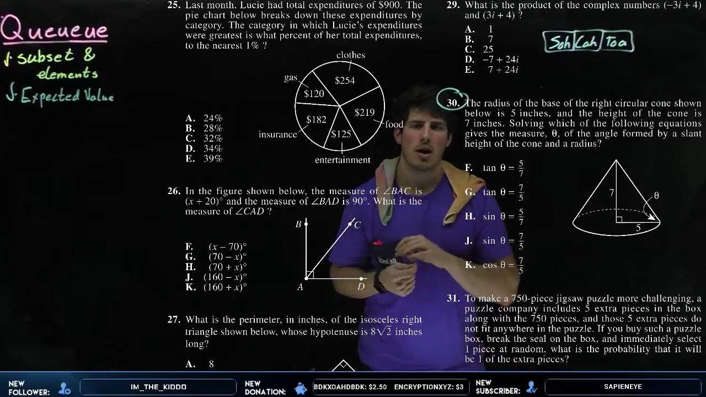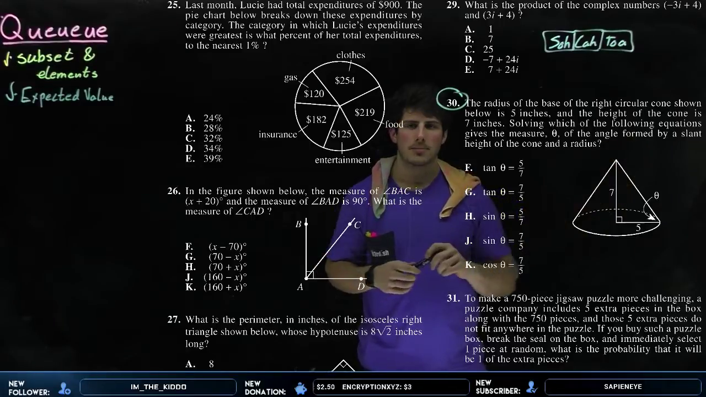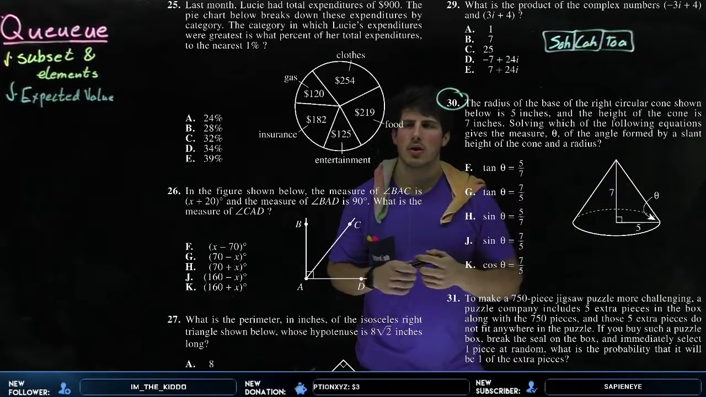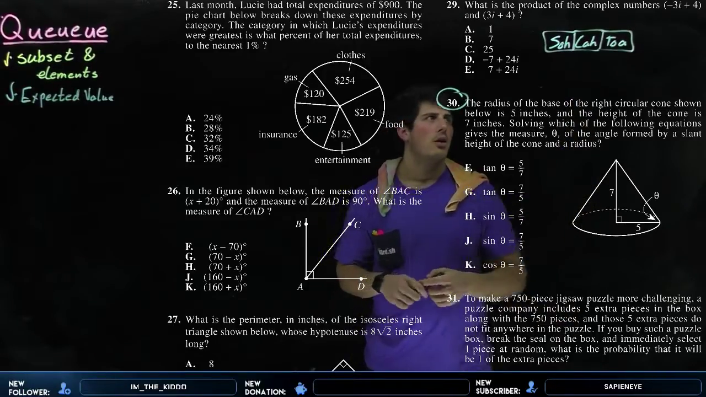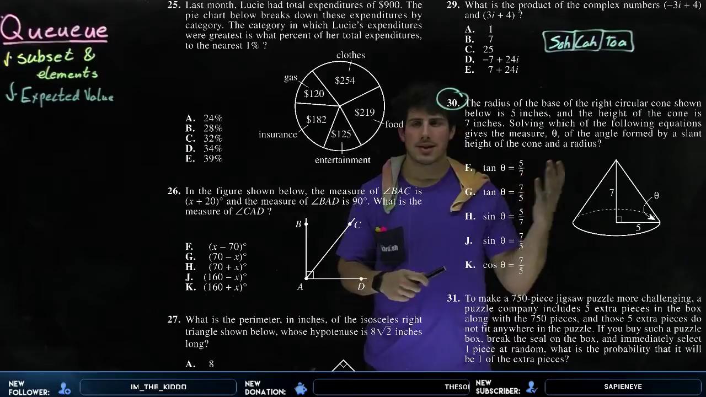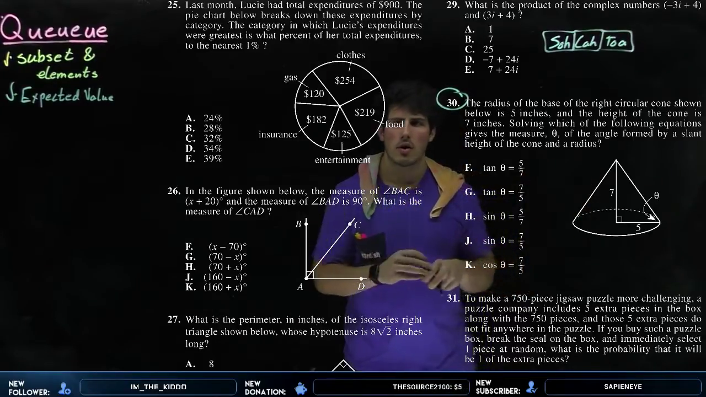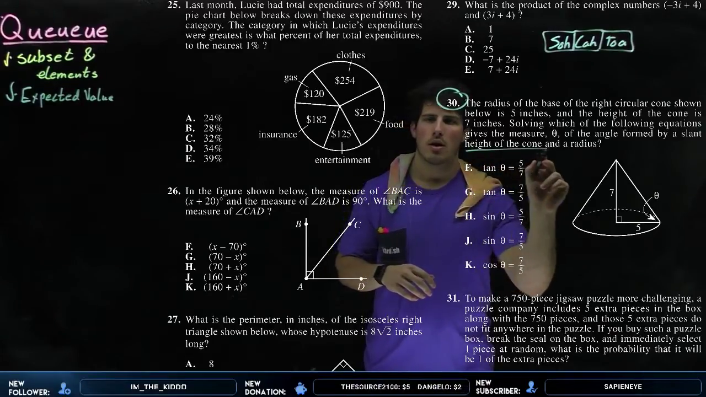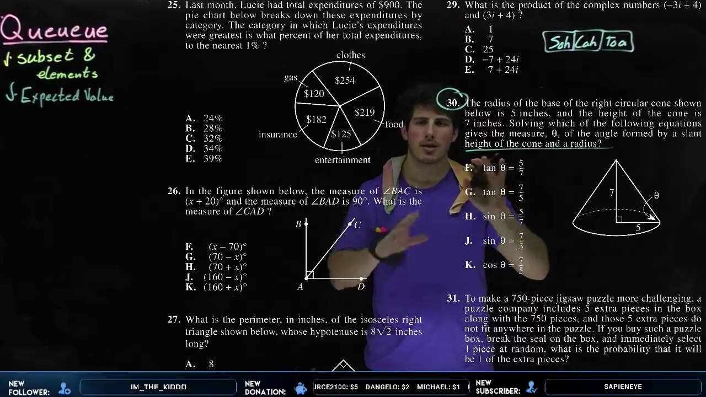All right, what do they want us to do? They want us to find the angle right here, theta. The following equation which gives the measure of theta, with the sides of the height and the radius. Well, that right there tells us everything we need to know. Formed by the height, boom, and the radius.